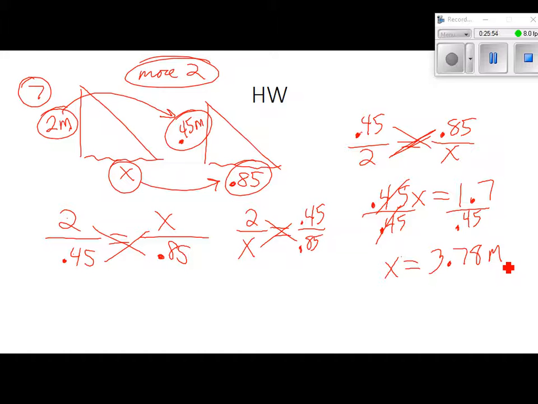So 3.78, let's go back to what we said originally. Does it make sense for the shadow of that post to be 3.78 meters? What do we say should be true about it? It should be bigger than the length of the pole for this problem. Is your shadow always bigger than you? No. When is your shadow bigger than you? What times of day? Give me a time of day when your shadow would be bigger. Early in the morning, maybe? Once the sun's out, when else? Late in the evening. How come your shadow's bigger early in the morning and late in the evening?